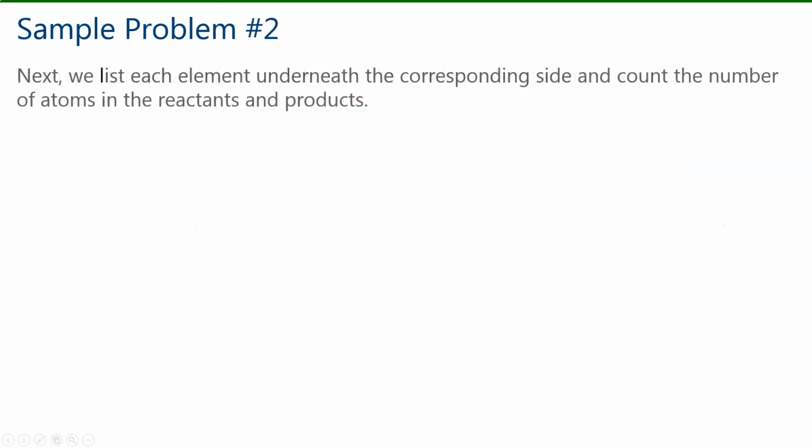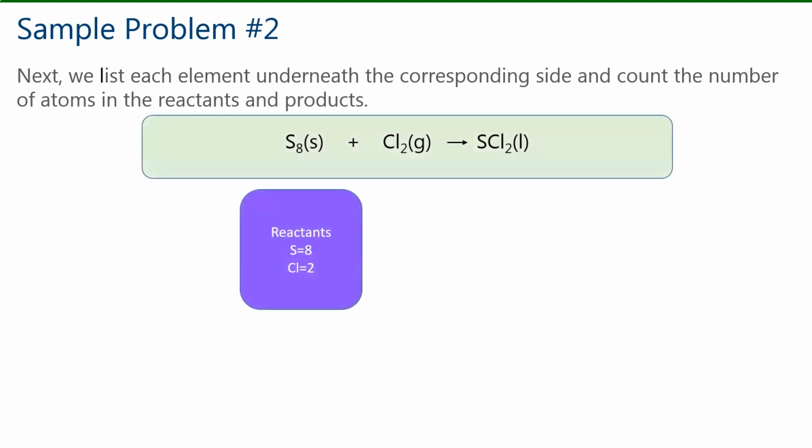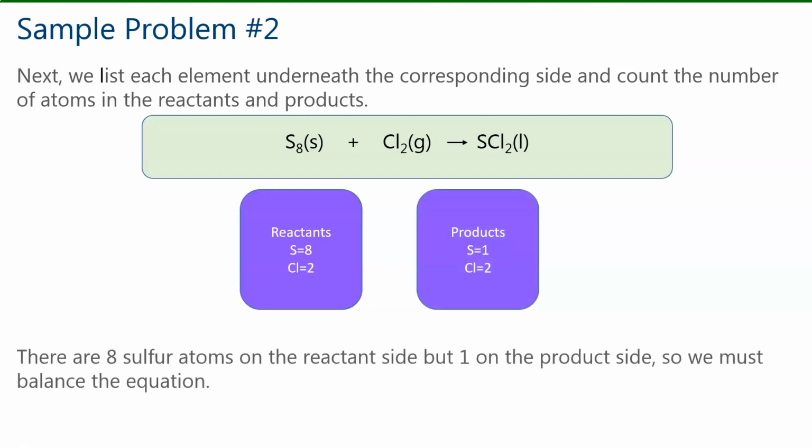Next, we list each element underneath the corresponding side and count the number of atoms in the reactants and the products. So on our reactant side, we have 8 sulfur and 2 chlorine, and on our product side, we have 1 sulfur and 2 chlorine. There are 8 sulfur atoms on the reactant side, but notice there is only 1 on the product side. So we must balance the equation.